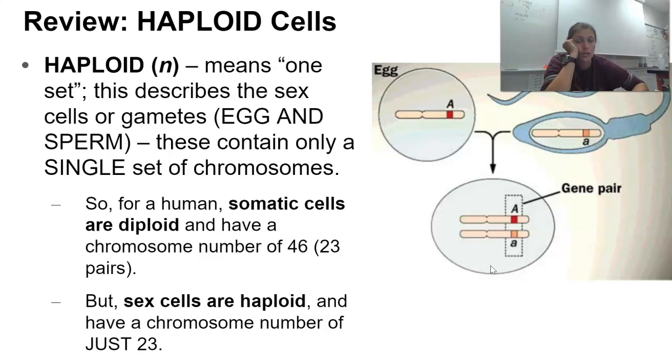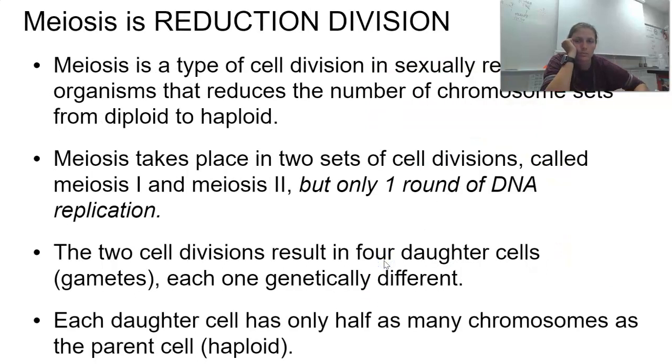So for a human, somatic cells are diploid, and each of them has 46 chromosomes set into 23 pairs. But sex cells are haploid, single cells that have only 23 of the chromosomes. And we call meiosis reduction division. The reason we call it reduction division is because we are reducing the number of chromosomes.